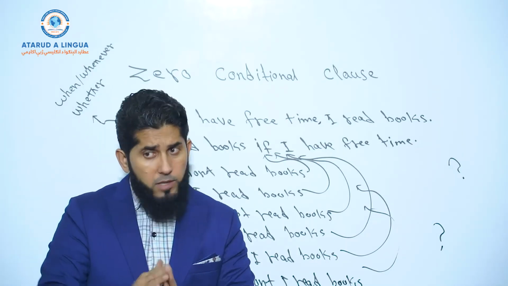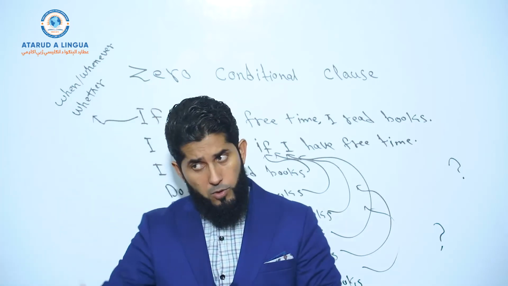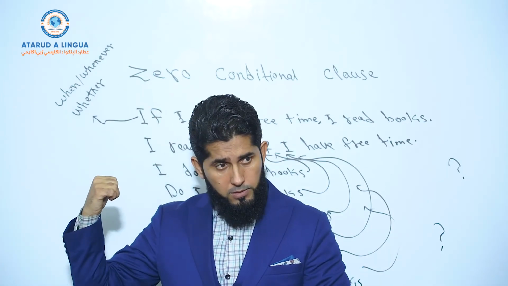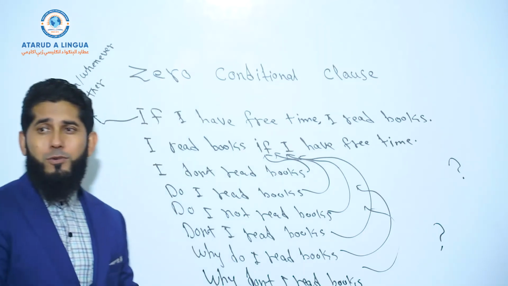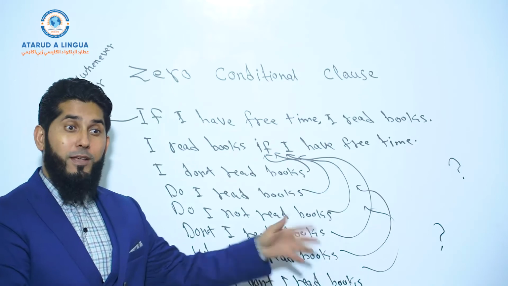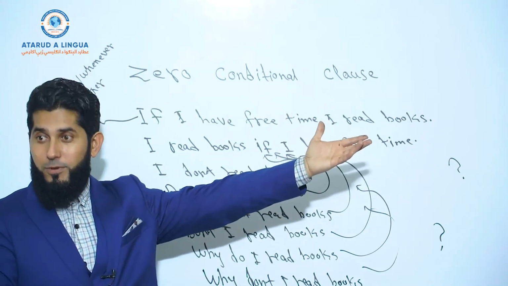You don't talk about anything in the future. You don't talk about anything in the past, okay? So I told you, and I want to say this again, if I were to teach you both zero and type 1, of course in type 1 we use future tense, right?